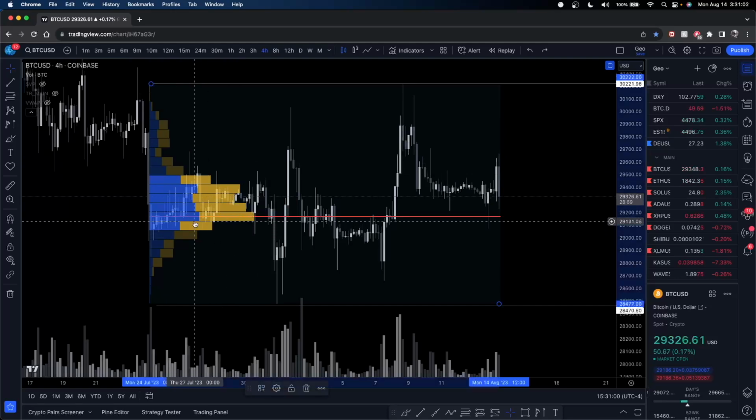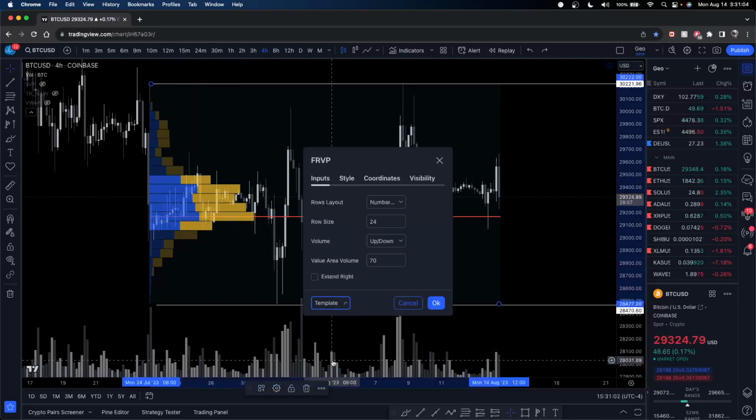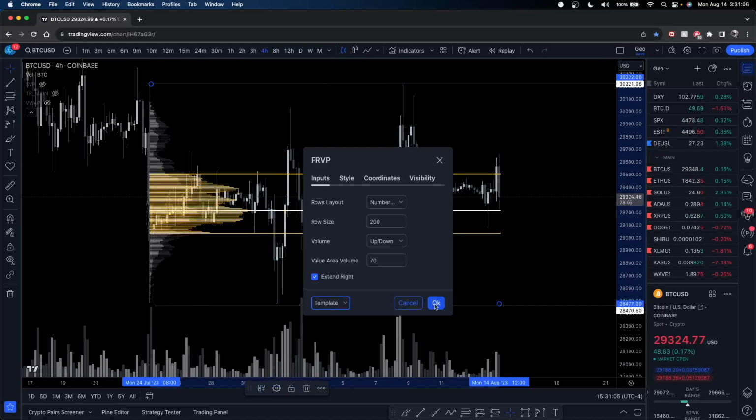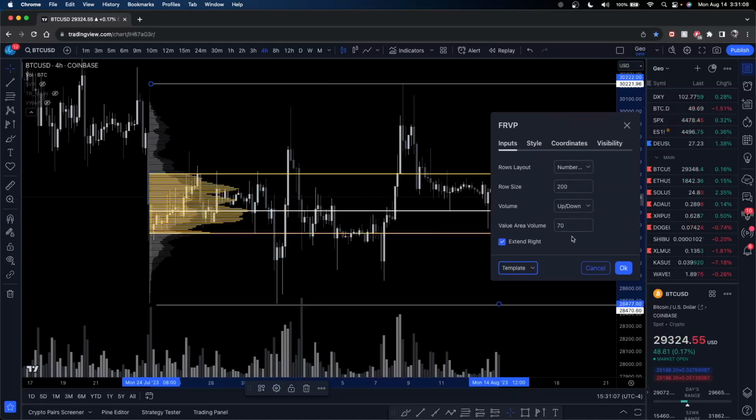But I just make it look a little bit easier, and I'm going to show you real quick my settings so you can see. First things first, I changed the row size to 200, okay? And I have my value area volume as 70. I don't know what the default numbers are, but that's what I do. And if I go back to the default, you'll see these little ticks, which I'm going to explain in a minute.